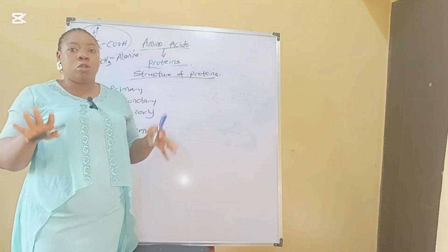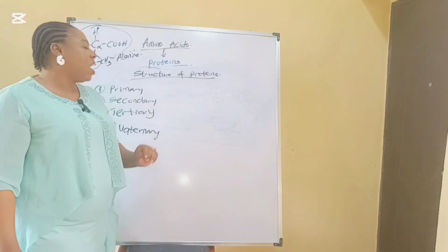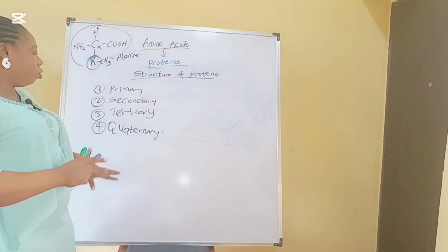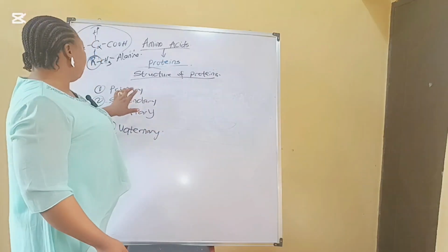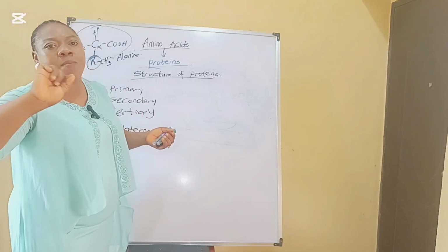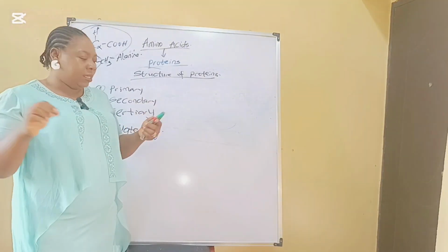Let's check the different structures of protein that we have. Basically, we have four protein structures. We have the primary structure, the secondary structure, the tertiary structure, and the quaternary structure. Let's take them one after the other. The primary structure of a protein is the linear sequence of amino acids.